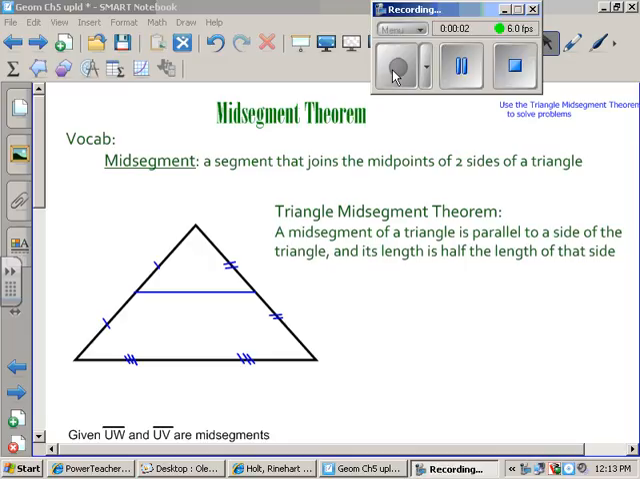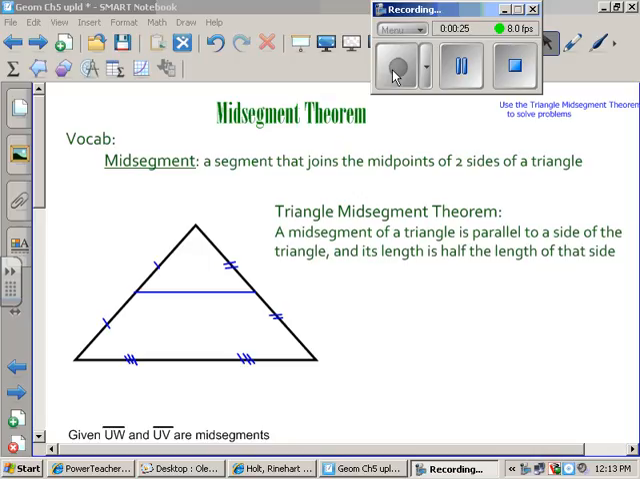Right, so today we're going to talk about midsegments. Midsegments are a line segment that joins the midpoint of two sides of a triangle. So how do I know that's a midpoint? What from this picture tells me it's a midpoint?